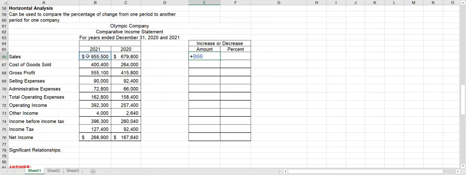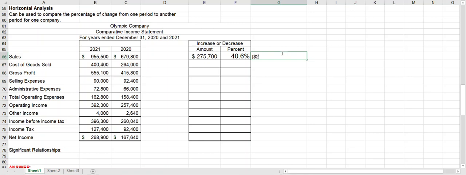So I will take 955,500 minus 679,800. Okay, that gives me an increase of 275,700. Then I will take that amount of increase and divide it by the furthest past period. So 2020 is the furthest past period. So in other words, I'll divide it by 679,800. Okay, so I'll write it out to the side what we did here.